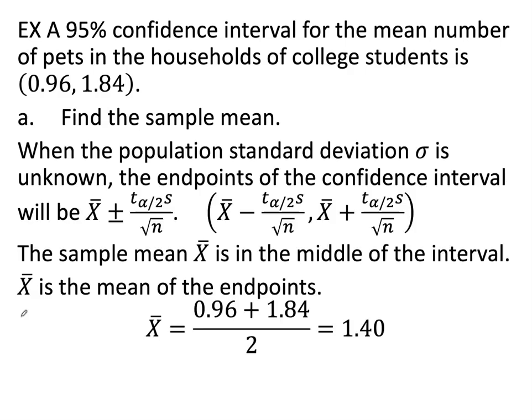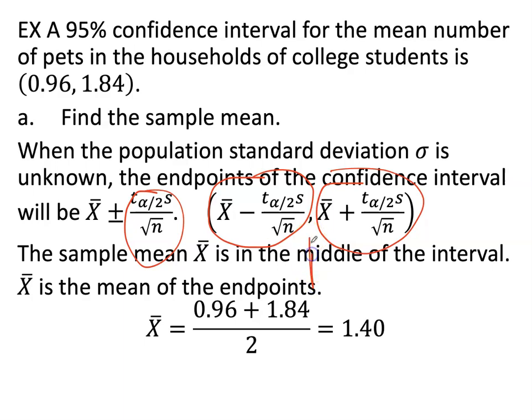Find the sample mean. When the population standard deviation sigma is unknown, the endpoints of the confidence interval will be x bar plus or minus t sub alpha over 2 s over square root n. In other words, it's going to be x bar minus t sub alpha over 2 s over square root n to x bar plus t sub alpha over 2 s over square root n.